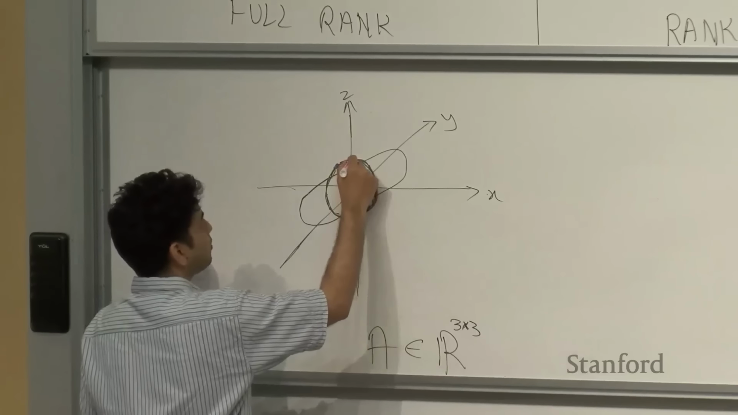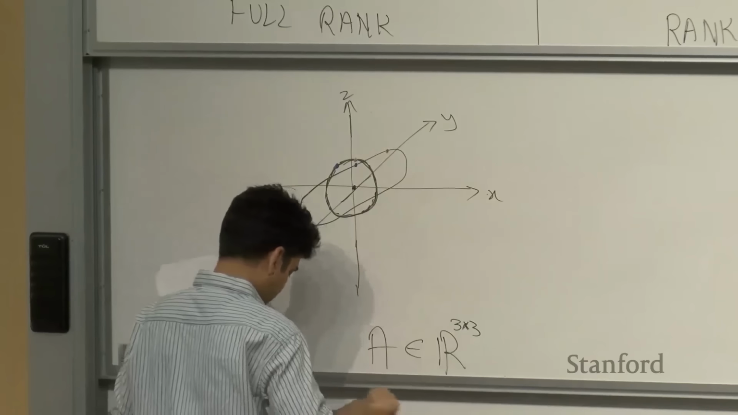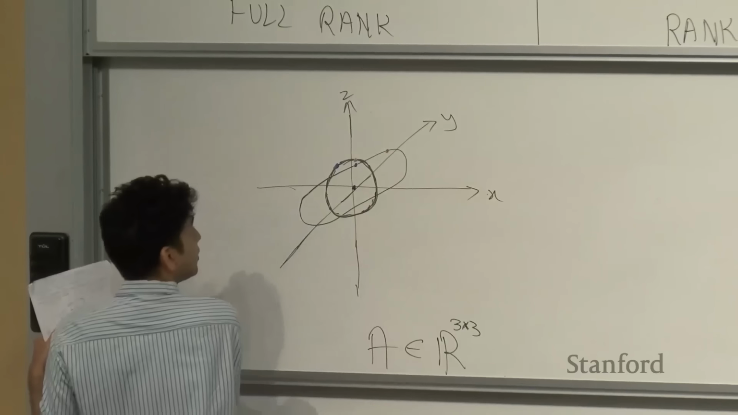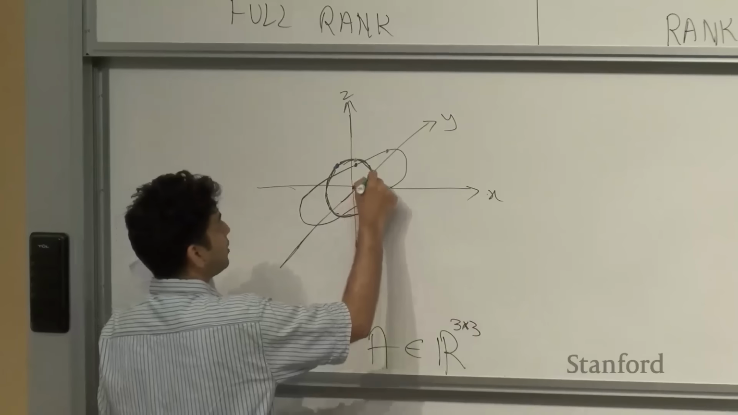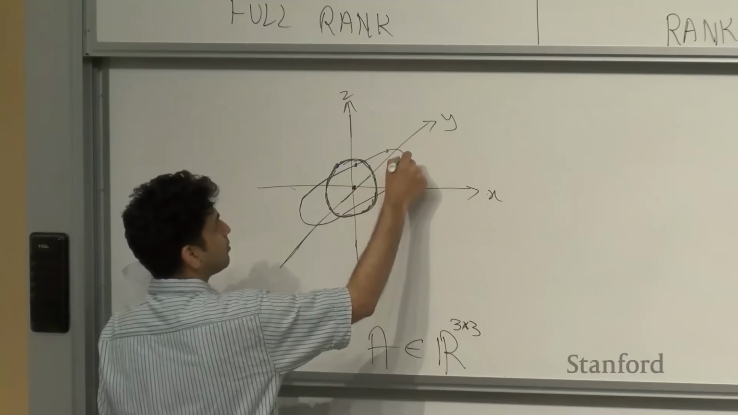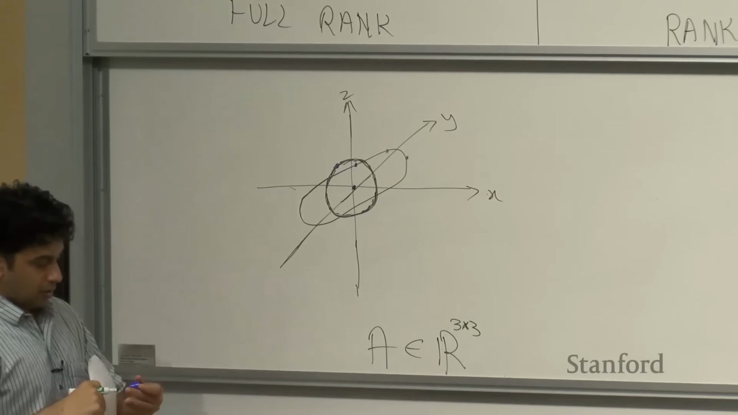Let's say this point, and let's say that maps here. And let's say we pick, what color do we have? All right, green. Right? And let's say we pick this point, and that maps here. Right?